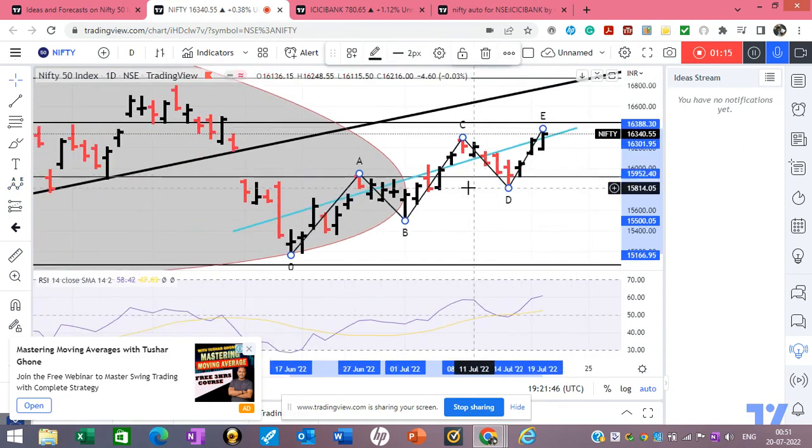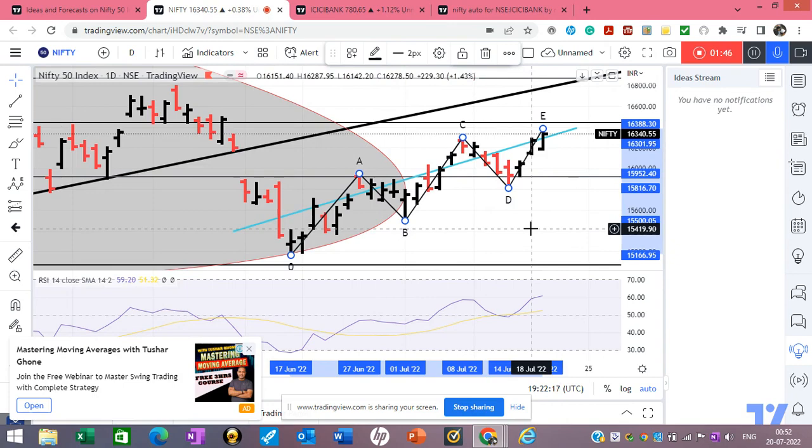Now what happens is these triangles, whenever they appear, there are two things which are very clear. First, triangles are always part of corrections. Secondly, triangles always show the balance of power. Like one wave up, the second wave is down. One wave up, second wave down. So bulls and bears fight, an equal fight.